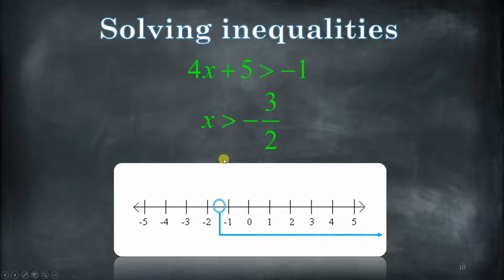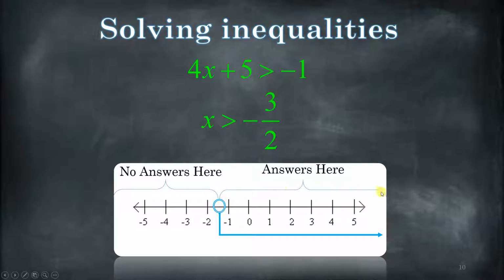And then greater than, that's to the right. All the numbers that are larger are to the right. So x is greater than -1/2. Now, all of our answers are over here where the line is drawn, and things that aren't answers, that are false, they're not solutions, are where the line is not drawn.